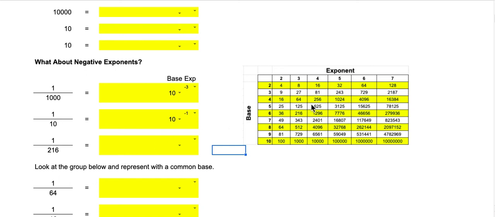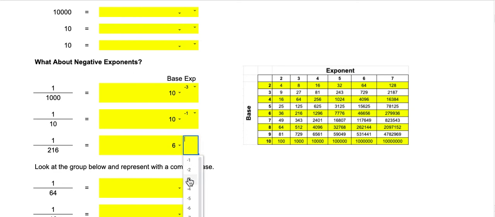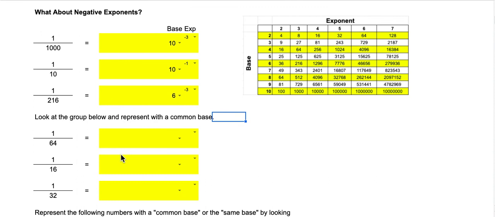216. I've got to find 216 in my chart. Where is 216? This is hard. 216 is 6. Okay, 6 to the exponent of 3. But I'm dividing by 216, so that must be done by repeatedly dividing by 6. There we go, negative 3. Okay, folks, so 6 to the negative 3. Make sense, everybody? I hope it does.